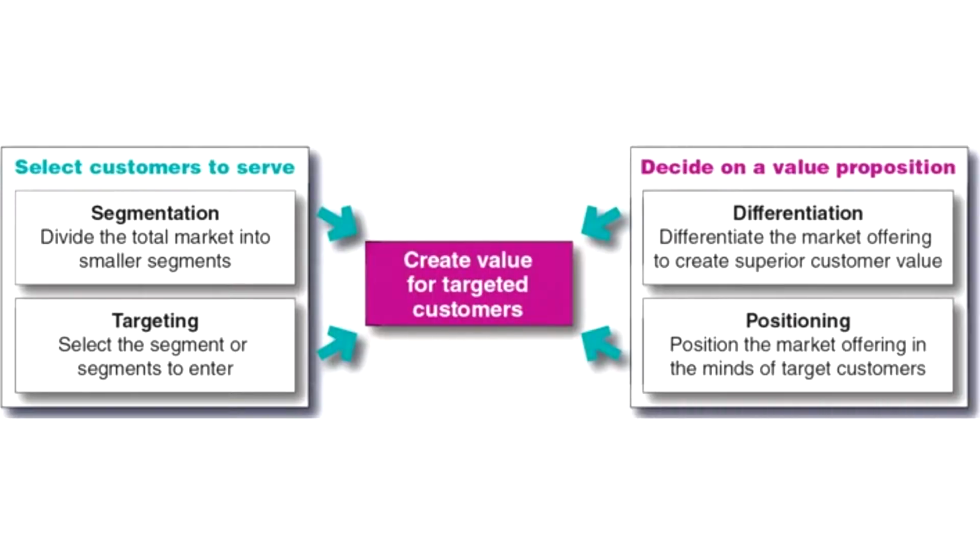From the diagram in Kotler's textbook, there are 4 steps in designing a customer-driven marketing strategy. The first 2 involve how the company selects which customers to serve. Here we will look at market segmentation and market targeting. The latter 2 steps show how the company proposes its value to its target customers. Here we will look at differentiation and positioning.